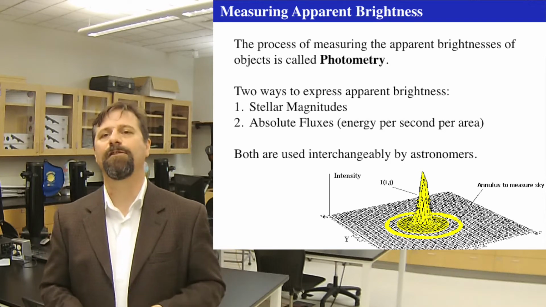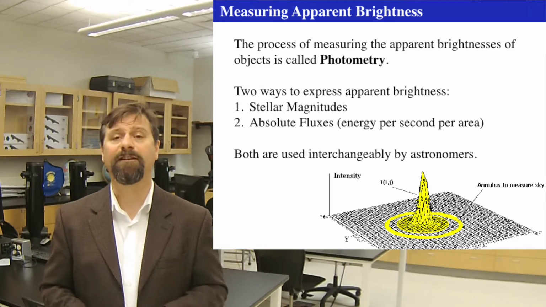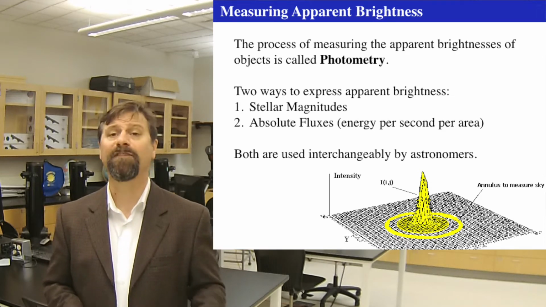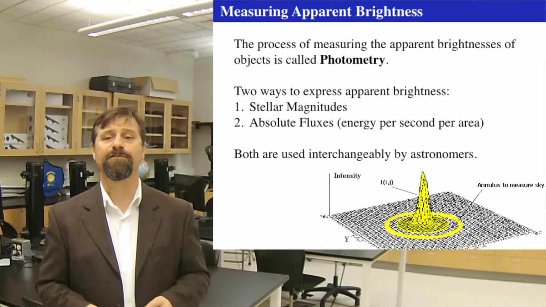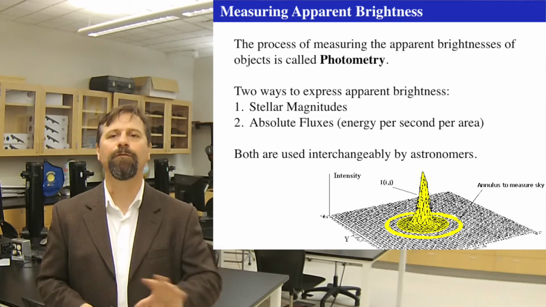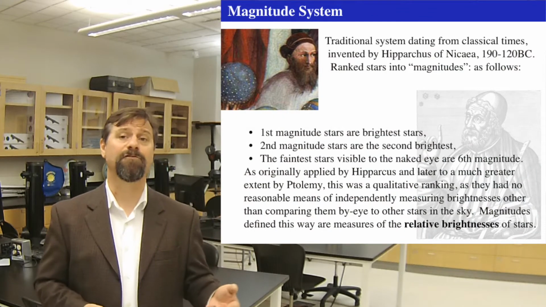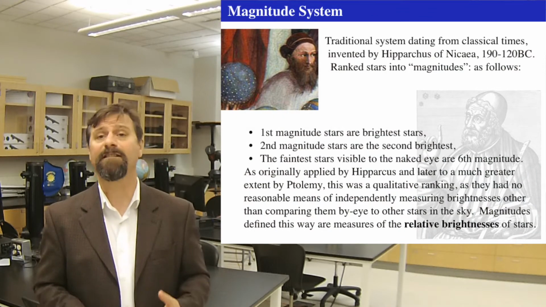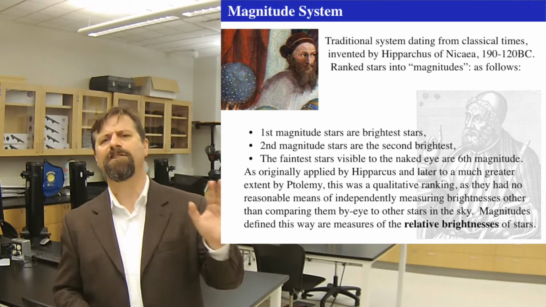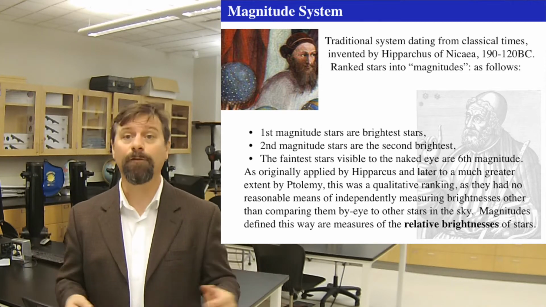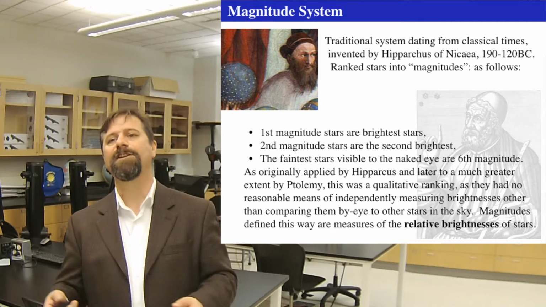We can express it in terms of the old familiar thing that we learned from Hipparchus a long time ago, in stellar magnitudes, or we can express it in absolute fluxes, meaning the energy that we receive in the detector per second on top of the surface area. And in astronomy, we use both of them interchangeably. The magnitude system is something that you'll hear very commonly if you go outside with a bunch of amateur astronomers and say, oh, up in the sky, that's a 5th magnitude star. Or, this is a great night, we can see down to 6th magnitude. Or, wow, the brightest star in the sky is a 0th magnitude star.